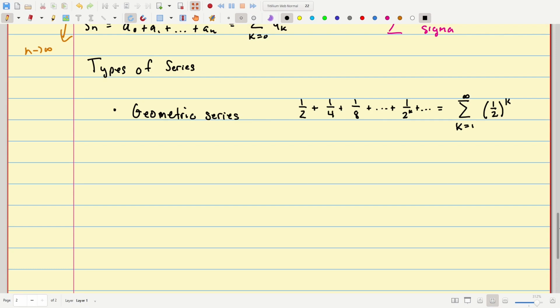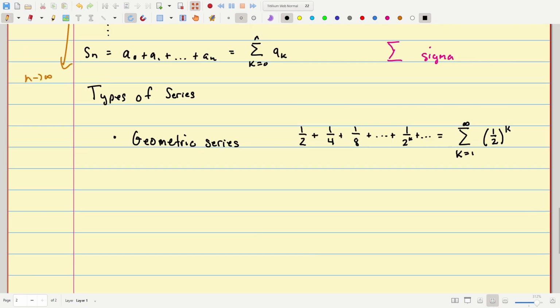So here we have the sum from 1 to infinity of 1/2 to the k power. All right, and here we're adding up all of the elements here. Okay. Now, the question becomes, does this converge? It is, yes. We're gonna show it.